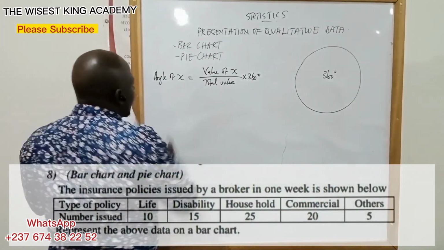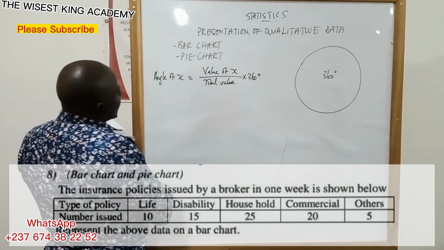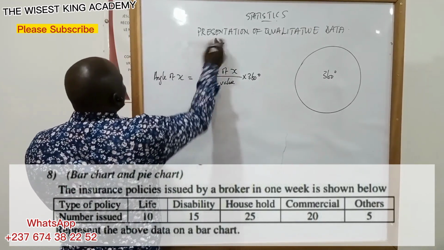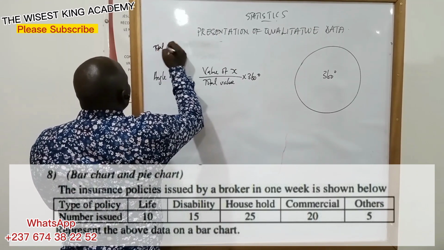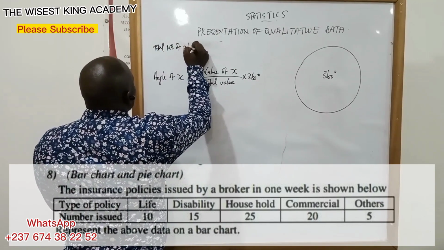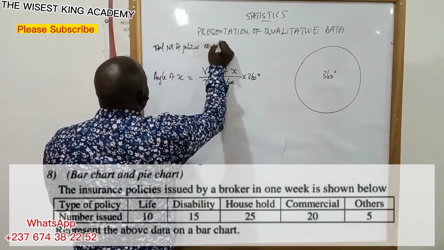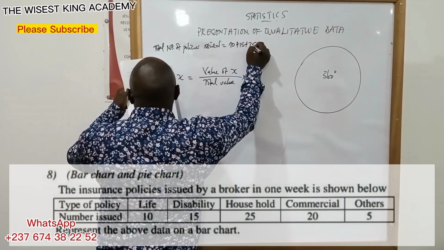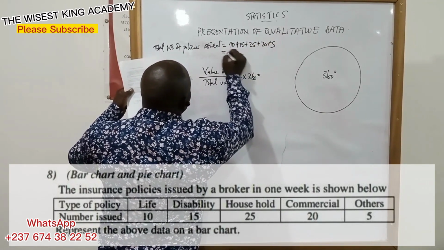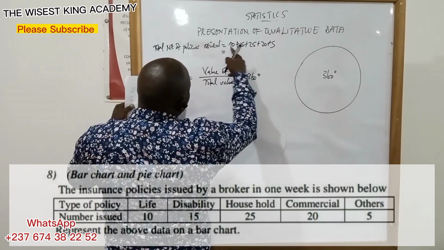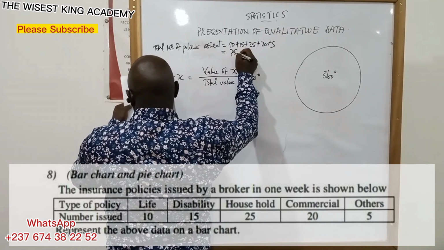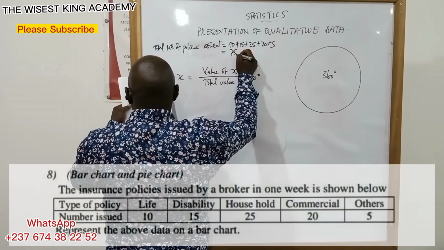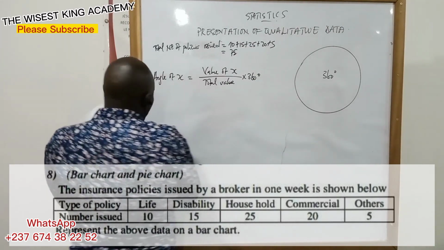Now, this is the value of x. We want to calculate the angle of x, right? So, total policy issued. Let me write this up. Total number of policies issued. That's going to be 10 plus 15 plus 25 plus 20 plus 5. This plus this will give 40, 50, 70, 75. So we have 75.